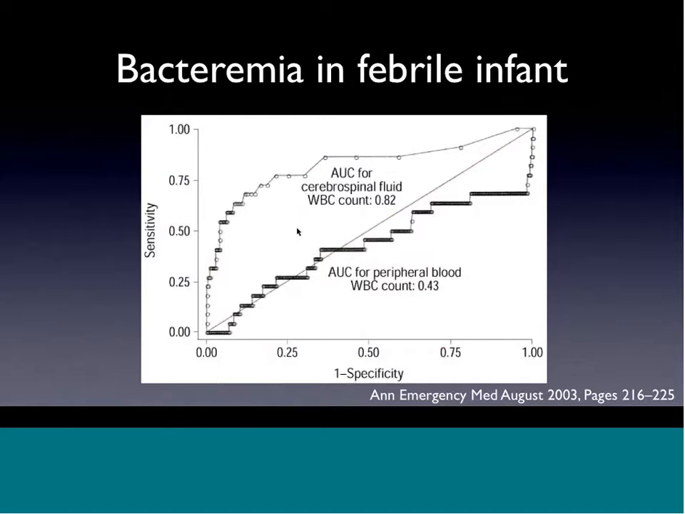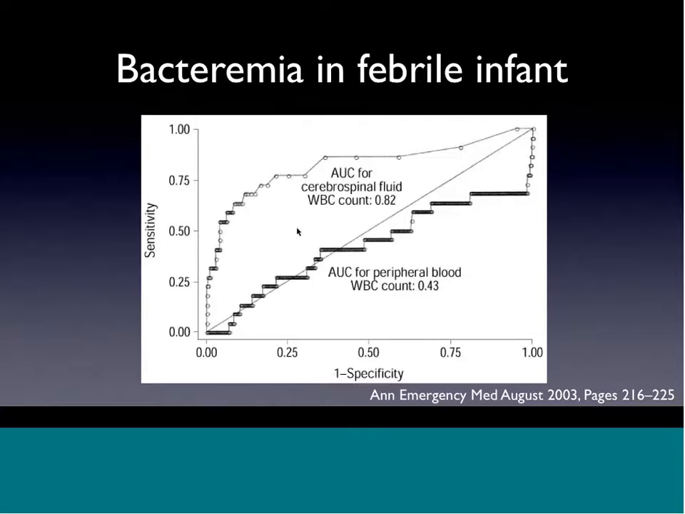Let's look at a different study. This is an older study published in Annals of Emergency Medicine in 2003. What they did here is they looked at the white blood cell count in the cerebrospinal fluid and in the peripheral blood. And they wanted to see how that would predict the presence of bacteremia in febrile infants.